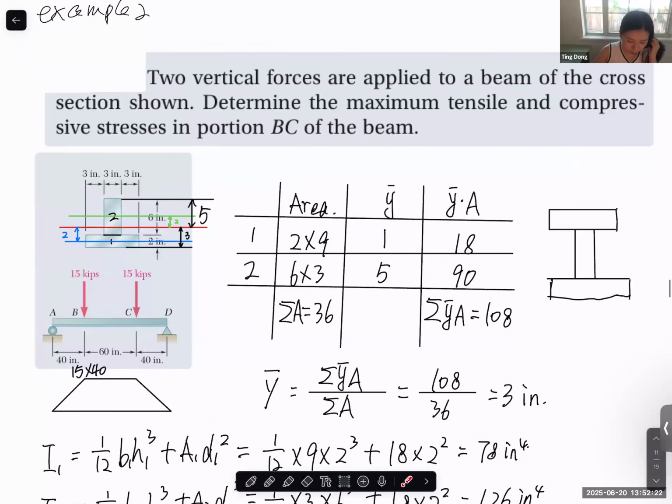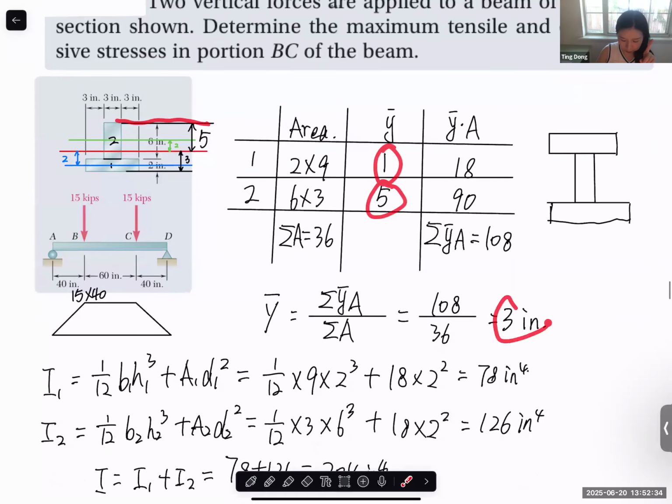Yes. Of course you can use the top line as a reference line, and then you have different Y bar for area 1 and area 2. In the end the 3-inch should become 5-inch, because the location of the neutral surface should be the same as long as your calculation is correct. With reference to the bottom line you get 3, but with reference to the top line you get 5, but it represents the same location of the neutral surface. Make sense or not? Okay. You're welcome.